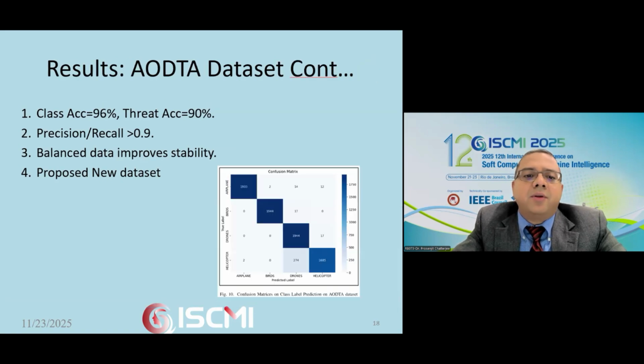Again, for AODTA, you can see fewer false positives, much cleaner class boundaries, and highly stable training curves. AODTA offers robust data diversity, which helps EfficientNet-B4 fully expand its capability.